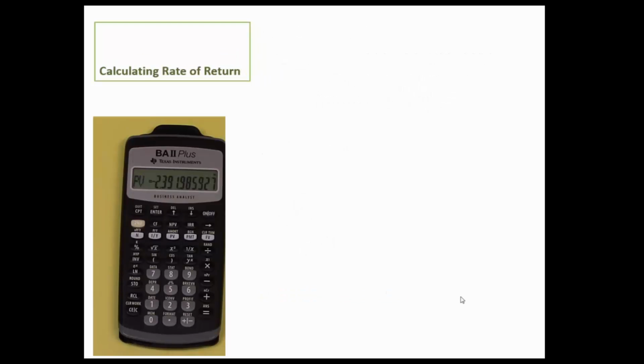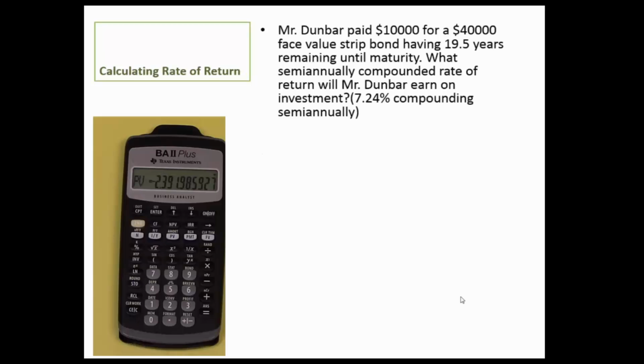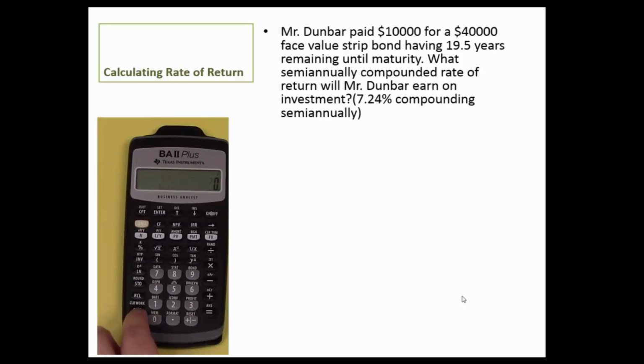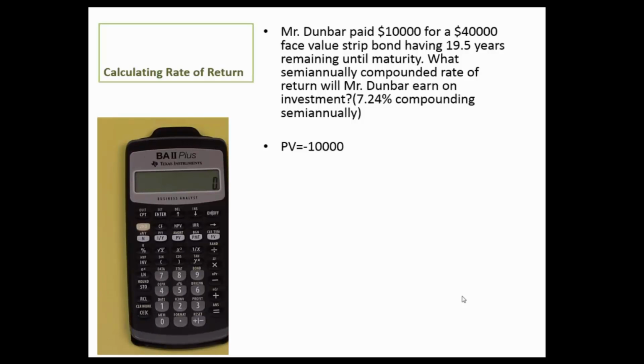The next example shows how to calculate the rate of return. Mr. Dunbar paid $10,000 for a $40,000 face value strip bond having 19.5 years remaining until maturity. What semi-annually compounded rate of return will Mr. Dunbar earn on the investment? The present value is the amount paid and must be minus, so enter 10,000 minus, then PV.